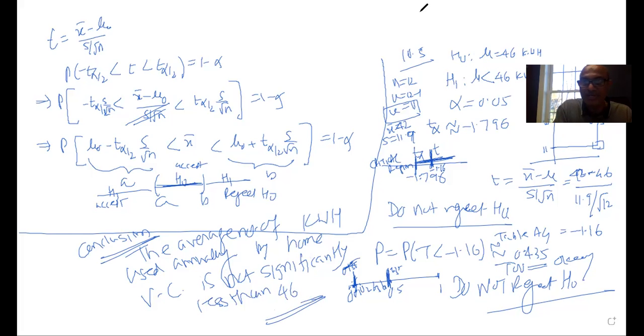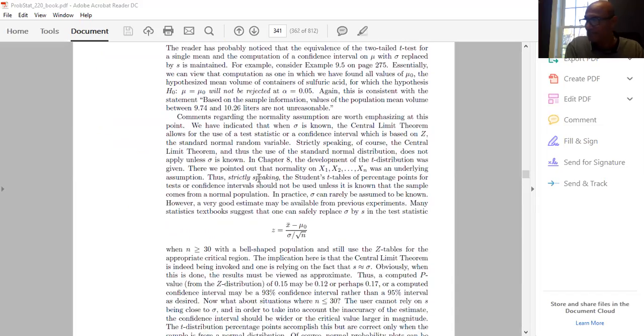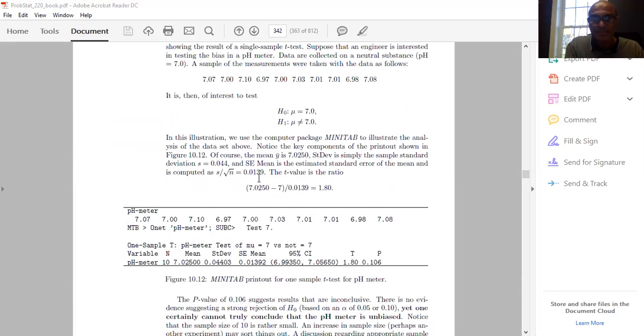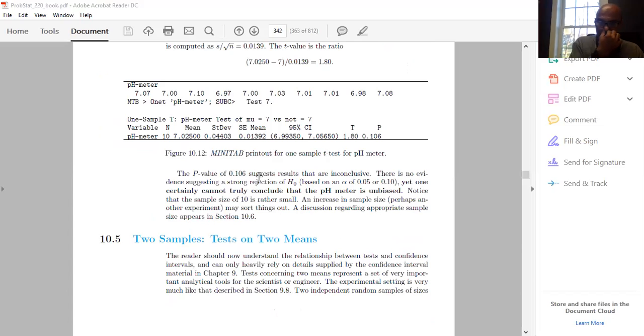Let me save this file again, and let's go for the next article. Let me clear my drawing and stop sharing this one. Exactly the same thing we are going to repeat for two samples: the test of two means.